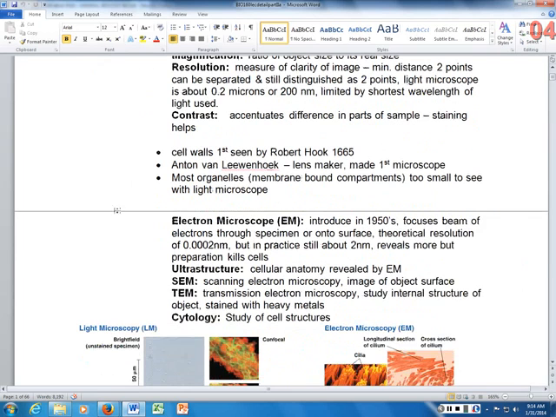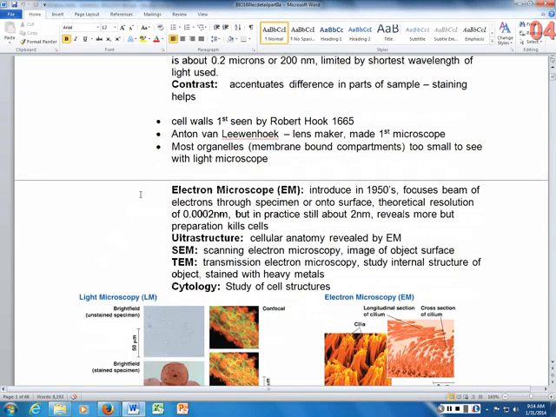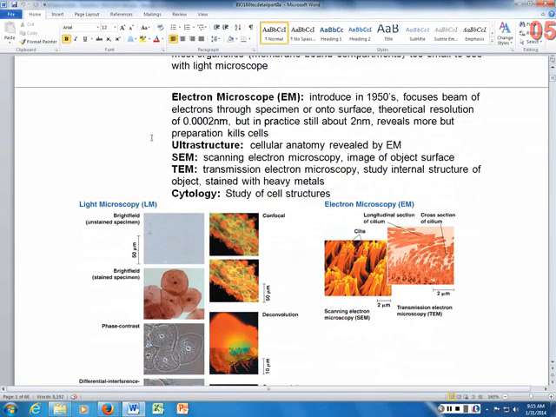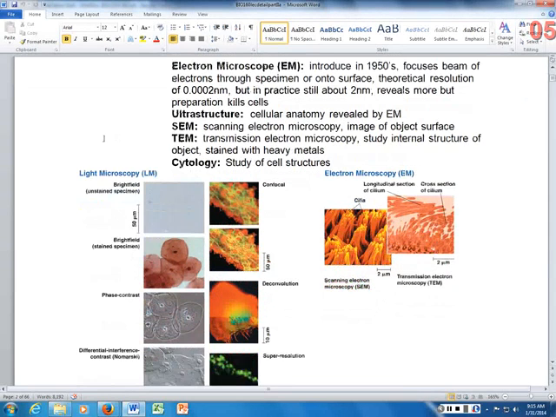So cell walls were first seen by Robert Hooke in 1665. And Anton van Leeuwenhoek was a lens maker that made the first microscope. And what he saw under the microscope was beasties. Yes. So I think it's kind of cute to wash those little beasties off your hands.